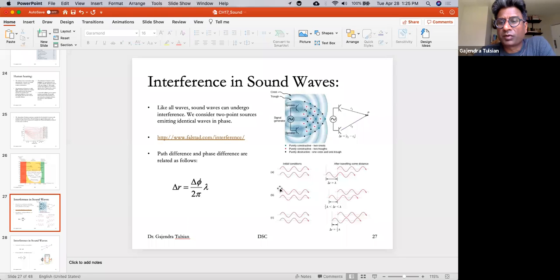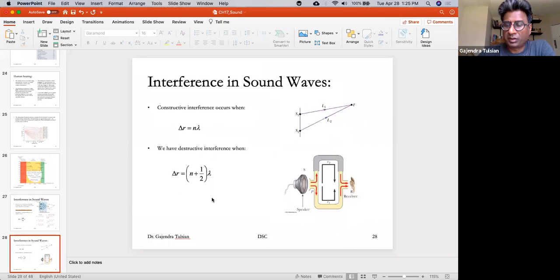Okay. So for instance, if the path difference is an integer number times lambda, you'll have constructive interference. And if it's half integer lambda, you'll have destructive interference. Okay. So this is the condition for interference.